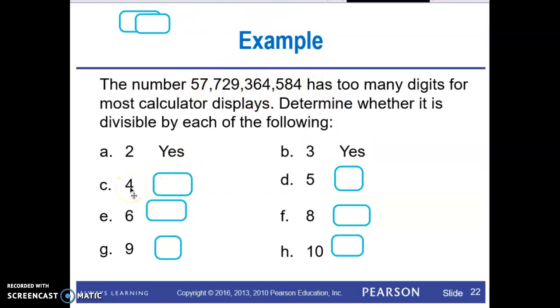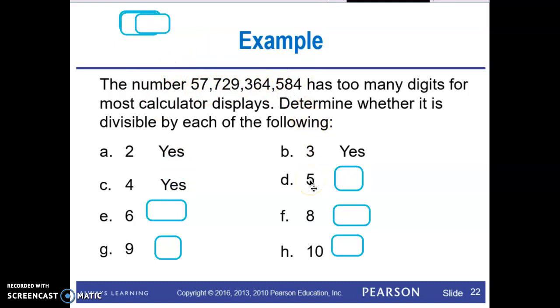All right, how about 4? Well, for 4, I have to look at the last two digits. I probably do not know my times tables all the way up to 84, but I can divide that. 4 goes into 8 two times, 4 goes into 4 one time. 84 divided by 4 is 21. So because 84 is divisible by 4, then yes, that whole number is divisible by 4 as well.